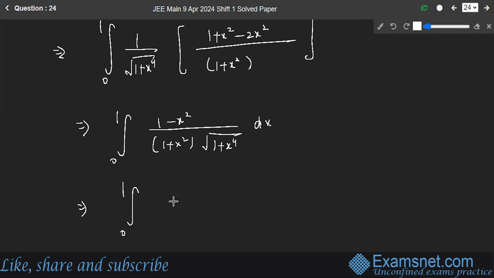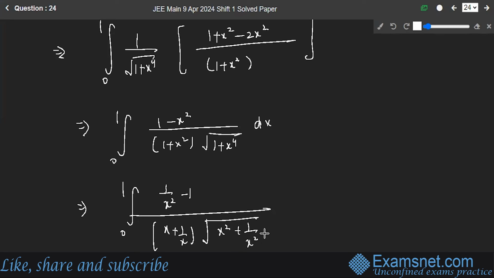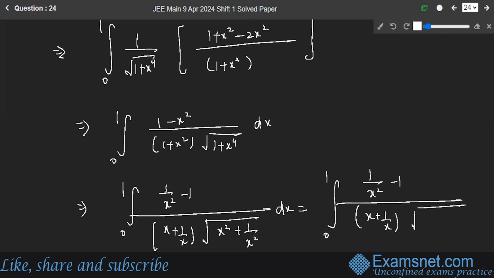This is integral 0 to 1, and dividing numerator and denominator by x squared, this will be 1 upon x squared minus 1, and this will be having 1 minus x plus 1 upon x, and this is equal to x squared plus this. This is integral 0 to 1 upon x squared minus 1 x plus this into root of this, which can be written as x plus 1 upon x whole square minus 2.